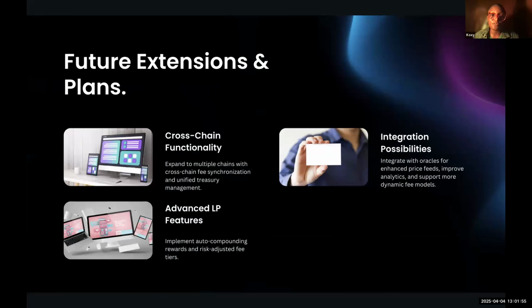So for the feature extensions I have planned for my hook, I plan on making this cross-chain, expanding to multiple chains with cross-chain fees, because right now Fludge is being deployed on Base chain. I would love to make it way more cross-chain to other chains like Solana and even the Stellar blockchain as well. I would also love to integrate with different oracles to get enhanced price feeds, improve analytics and support more dynamic fee models.